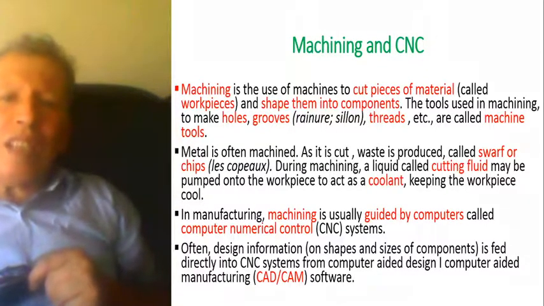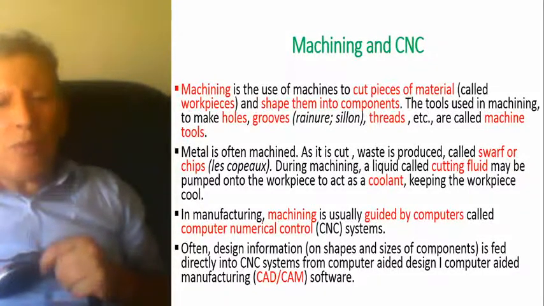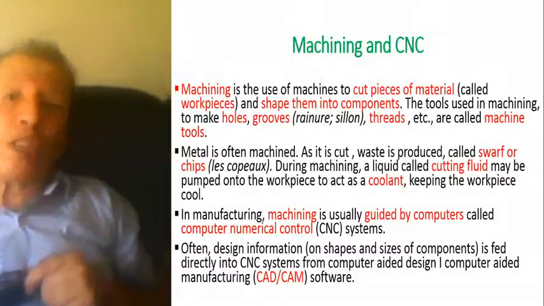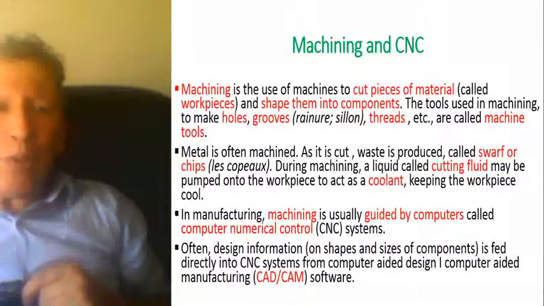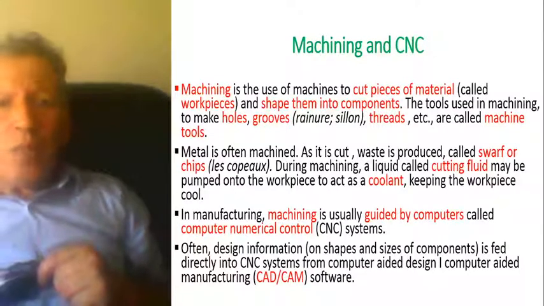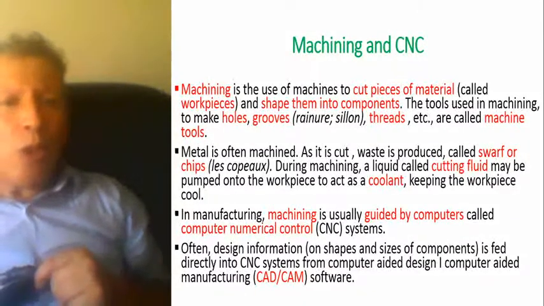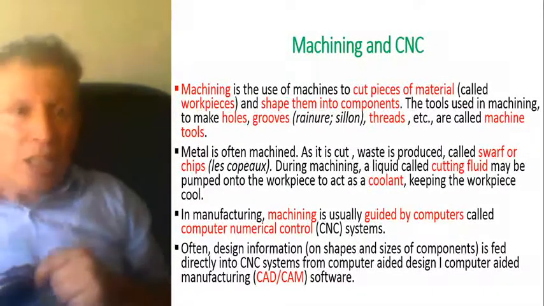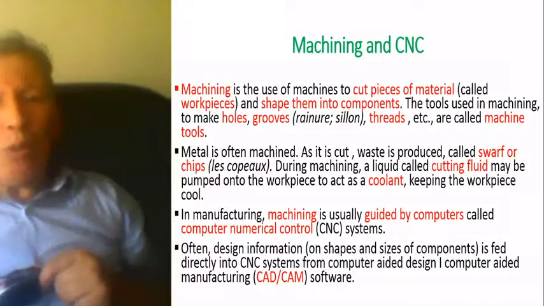Machining and CNC. CNC means computer numerical control. What is machining? Machining is the use of machines to cut pieces of material. C'est ce qu'on appelle usinage en français. And those cut pieces of material are called work pieces. So remember these words: machining, usinage, work pieces, to shape them into components.